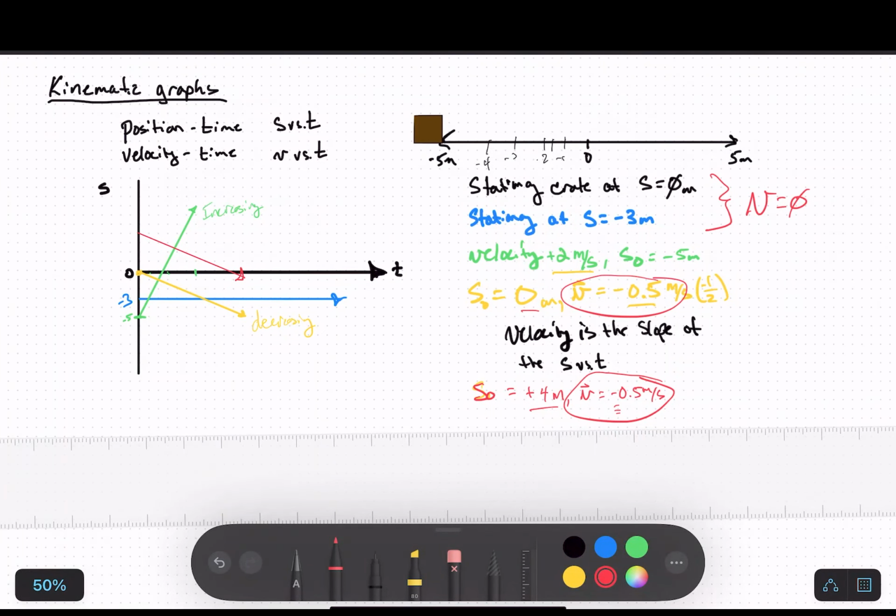Okay, so that should be enough for now, and we will come back to this when we start talking about acceleration.